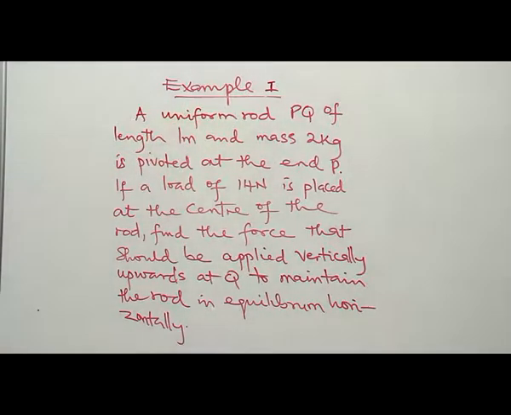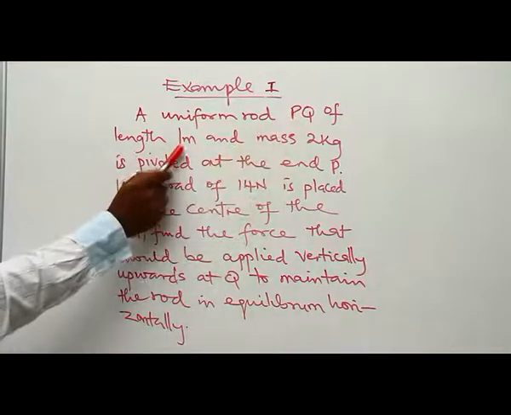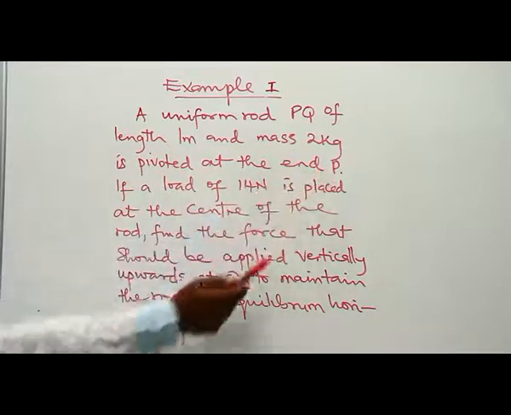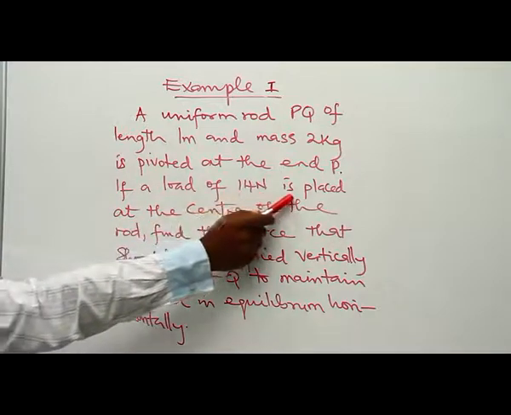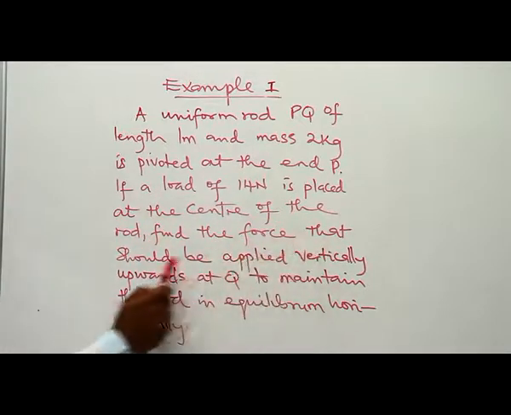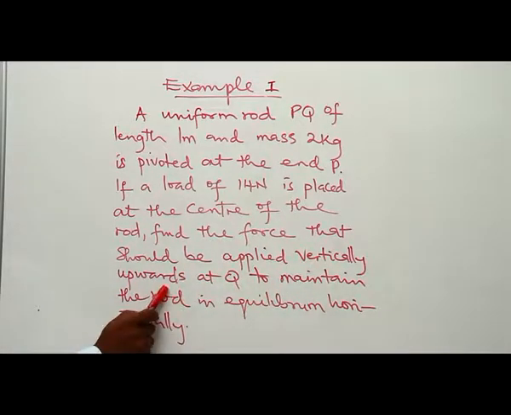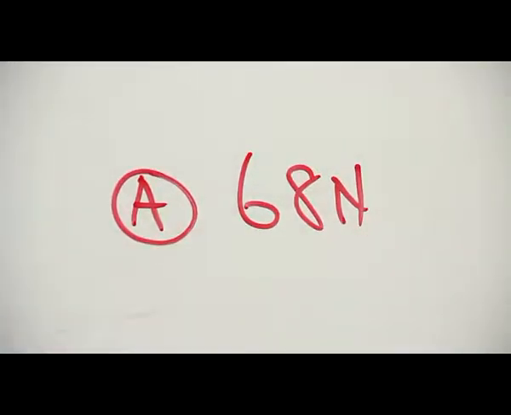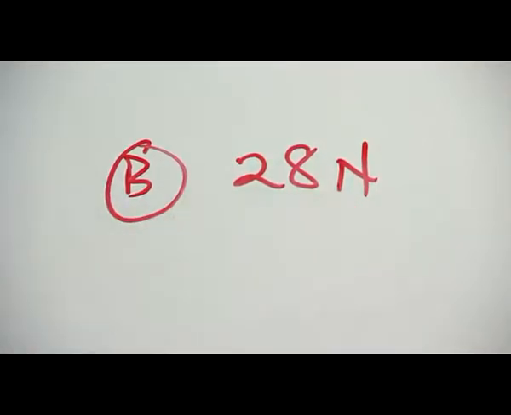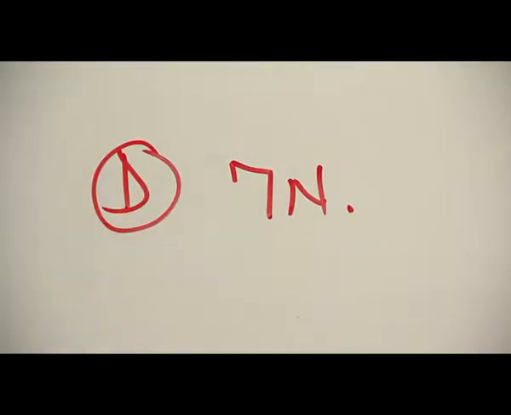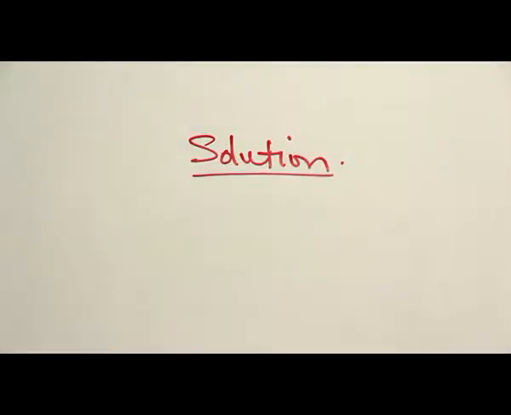Example 1. A uniform rod PQ of length 1 meter and mass 2 kg is pivoted at the end P. If a load of 14 newtons is placed at the center of the rod, find the force that should be applied vertically upwards at Q to maintain the rod in equilibrium horizontally. A, 68 Newton, B, 28 Newton, C, 17 Newtons, and D, 7 Newton.